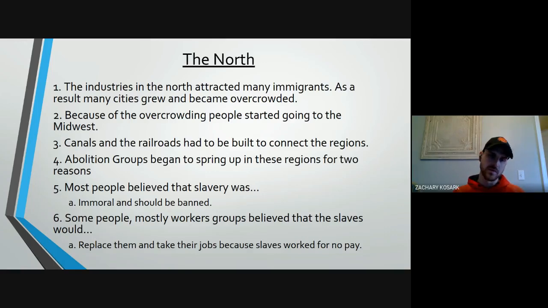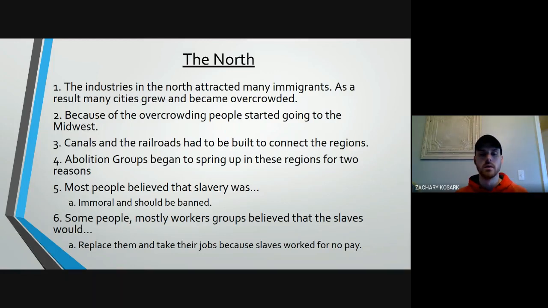So in the North, you see abolition groups. Abolition, if you remember, is essentially that they want to ban slavery. In the North, a lot of people start to believe that slavery is immoral and should be banned. Not everybody in the North wanted to ban slavery, though.